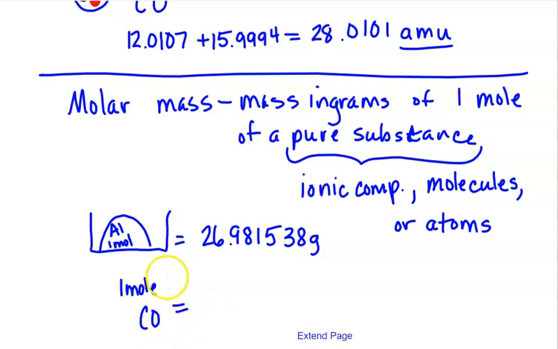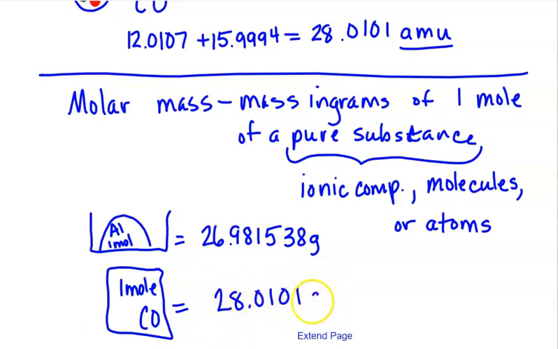Yeah, 20. Oh, I suppose I better put that in a container because that would fly away. 28.01. Oops. 0.01, and this would be grams. So it's the same exact way to do it.